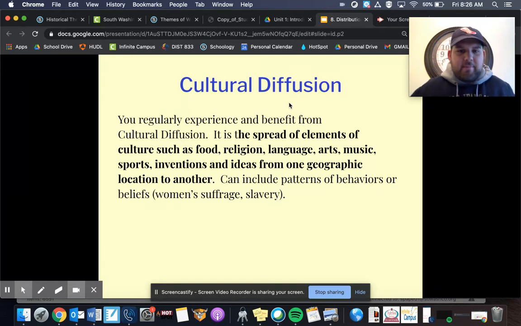Okay, cultural diffusion. Really, all you need to know is to look at the bold words here. Cultural diffusion is something we'll get to in unit two. But it's the spread of elements of culture, such as food, religion, language, arts, music, sports, inventions, all of those things. It's the diffusion of anything that has to do with culture. All those things deal with culture, and it's the spread of those things.